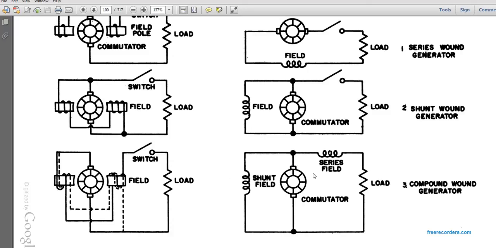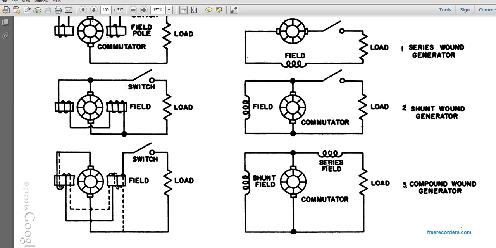This one runs a double. Load 3 is a compound wound generator. Load 2 is a shunt wound generator. Series 1 is a series wound generator. Basically taking the field and load on the same one, having two different lines on the relay. For the commutator, two is a double shunt, two is a shunt wound generator, and three is a compound wound generator.